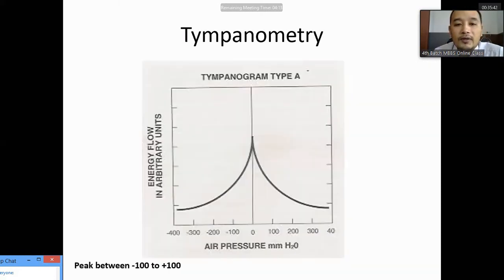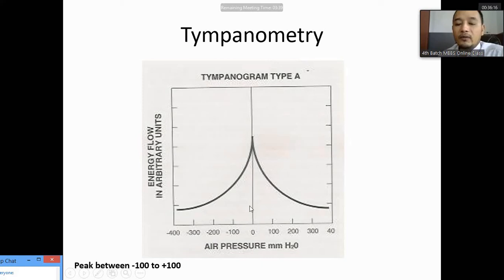Here is the graph. The x-axis is the air pressure given to the external air canal pushing the tympanic membrane. It starts from negative pressure, minus 400 millimeter of water, and goes till 400 millimeter of water. And we measure the energy flow or the compliance, in arbitrary units, the stiffness or the elasticity, whatever you say, of the tympanic membrane on the y-axis.